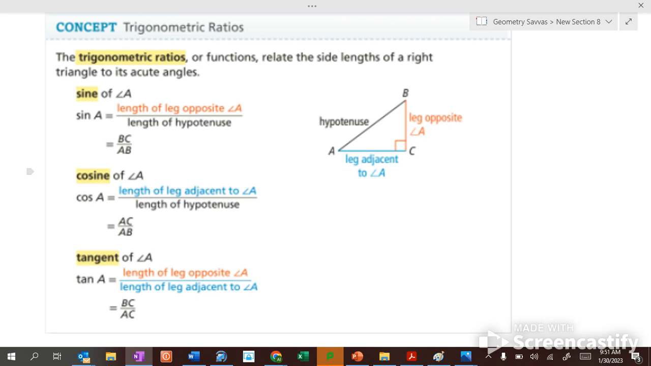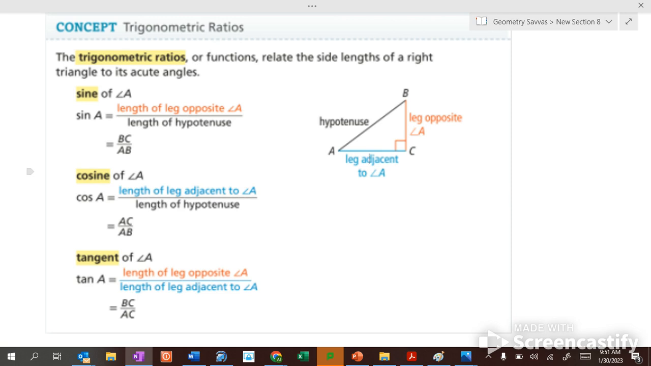So the sine is the opposite over the hypotenuse. The cosine is the adjacent over the hypotenuse. And the tangent is the opposite over the adjacent. Now, we can make up an acronym for that. The acronym is SOHCAHTOA.